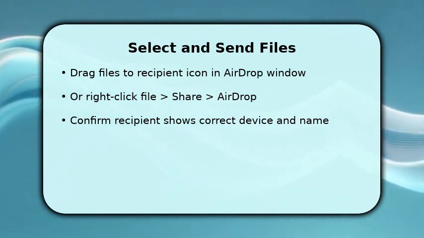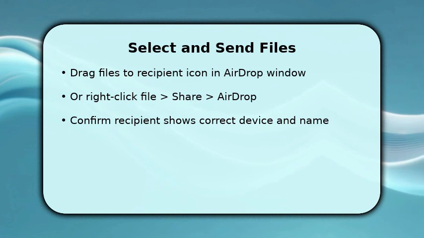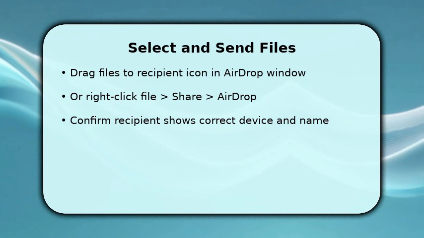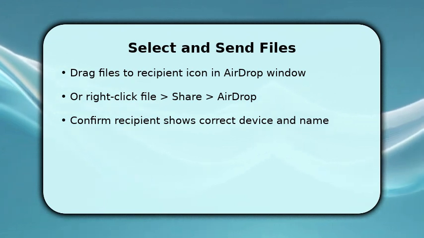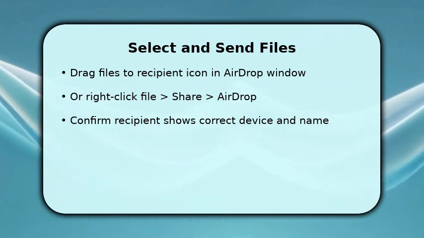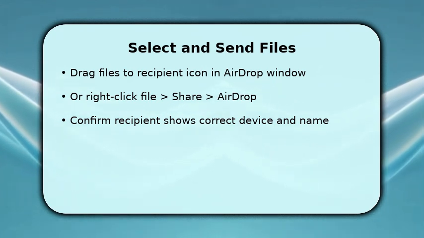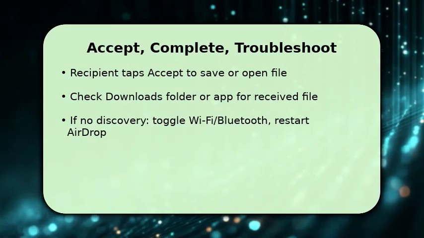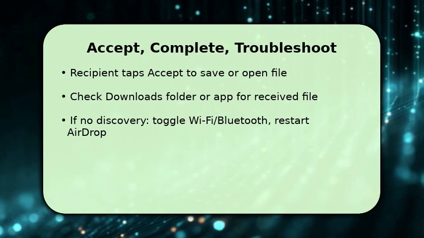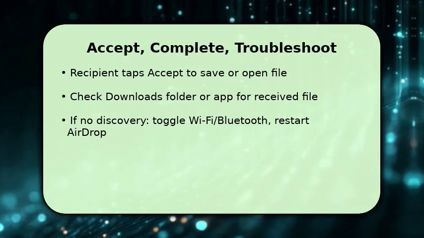Make sure the recipient's device name and thumbnail match who you intend to send to, because accepting prompts are per device. Once transfer starts, progress indicators show. You can cancel if needed, but let the small files finish to avoid corruption. You tell the recipient to accept the incoming transfer. They'll choose whether to save to Downloads or open in a specific app, which explains where your file ends up.